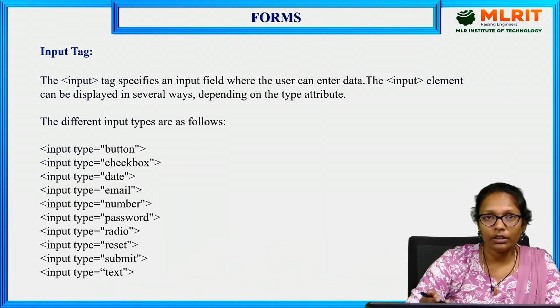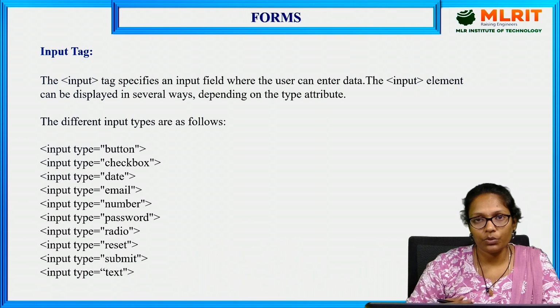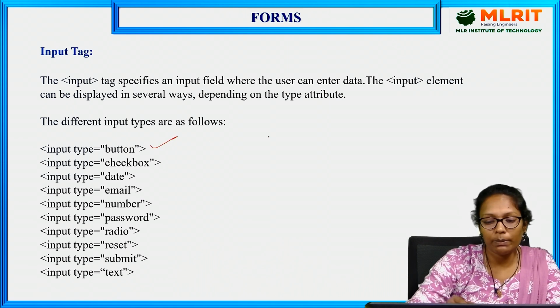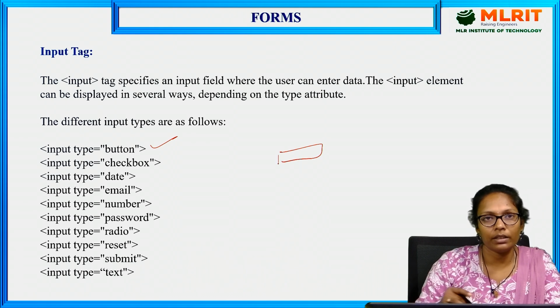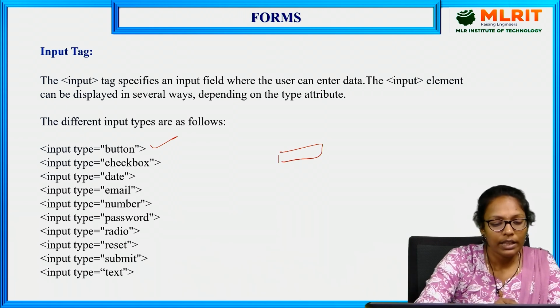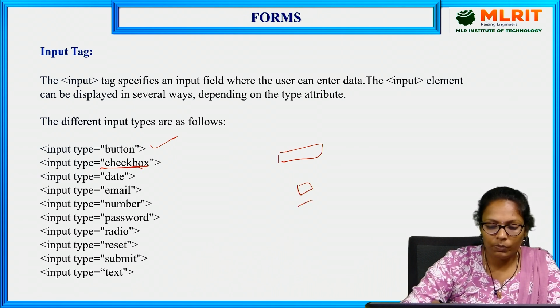Based on the type of the data you're reading from the user, we can change the input type. The first input type is button. If I write input type is equal to button, a button will be created. For that, you need to add the button functionality later using other attributes. The next is input type is equal to checkbox, so a checkable box will be created.